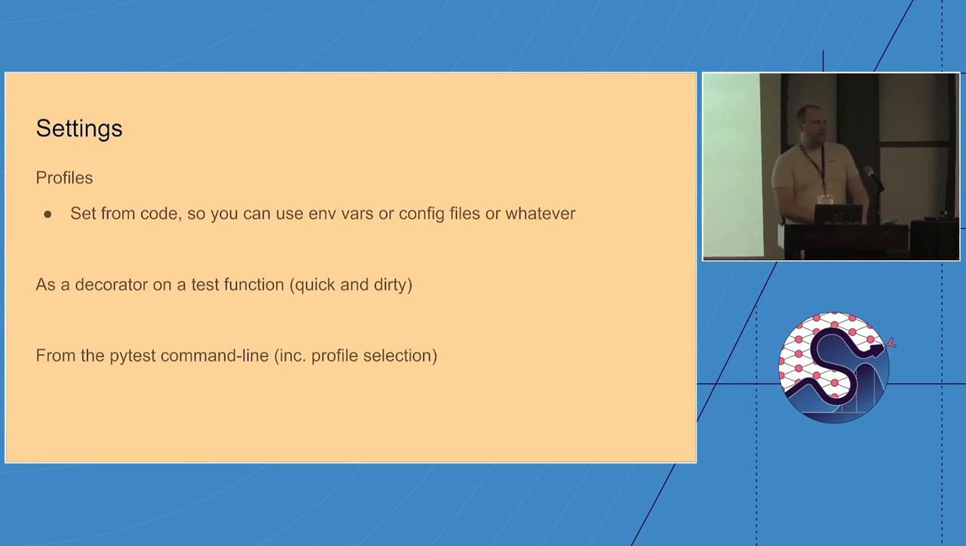You can also use settings as a decorator on a single test. If there's just one test that you want to run for, say, 10,000 examples instead of 100, just write at settings max examples equals 10,000. And you can also set some of these from the pytest command line. This is another quick and easy option.